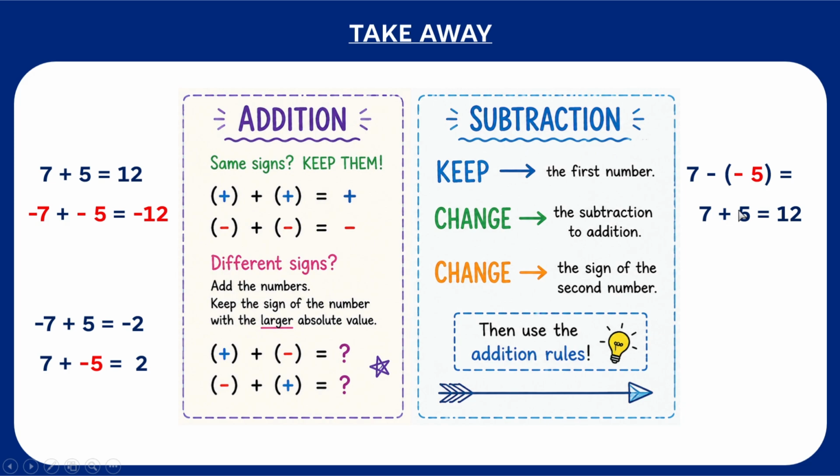While we subtract, we keep the first number. We change the subtraction to addition symbol and we change the sign of the second number. So subtracting a negative number is like adding a positive number. So 7 minus negative 5 is 7 plus 5, which is 12. And negative 7 minus negative 5, the same thing applies here. Subtracting a negative number is like adding a positive number. So negative 7 plus 5 gives you a negative 2 because 5 is smaller. We subtract 5 from 7 and we get a 2, but we take the sign of the larger number, which is 7, and it is negative.